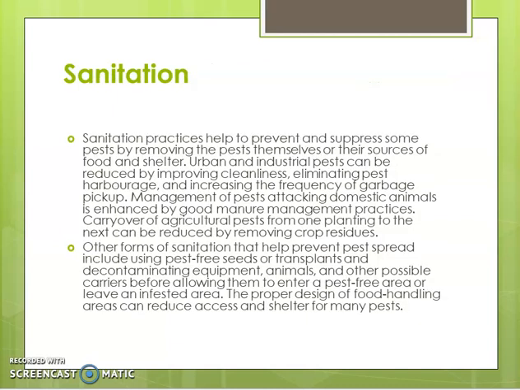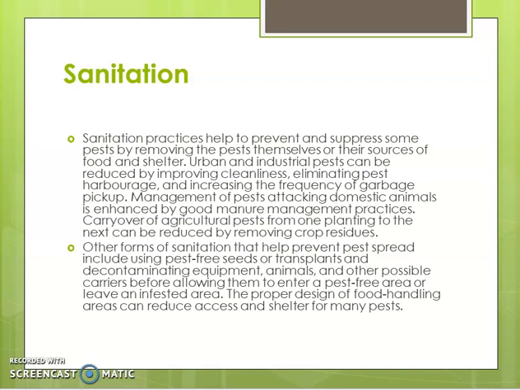Right? So we can look now at sanitation. Sanitation would have been a third control measure. Sanitation practices help to prevent and suppress some pests by removing the pests themselves or their source of food and shelter. Urban and industrial pests can be reduced by improving cleanliness, eliminating pest harborage, and increasing the frequency of garbage pickup. Management of pests attacking domestic animals is enhanced by good manure management. So we get rid of this manure and put it at the best place, or we may compost with it.